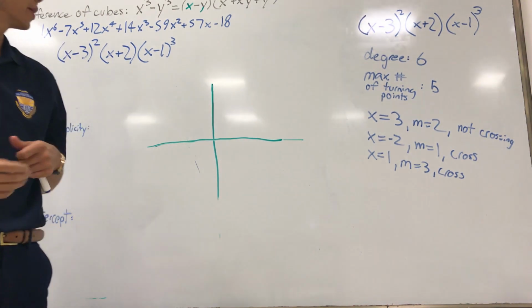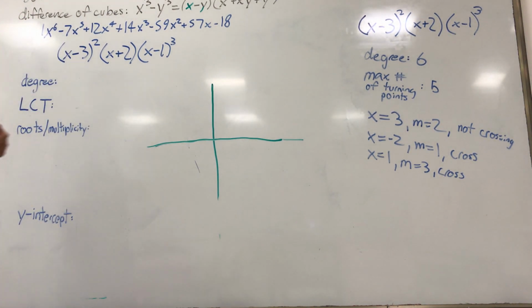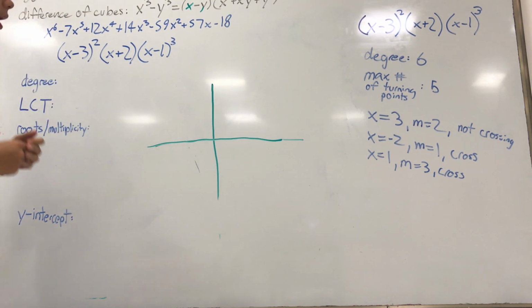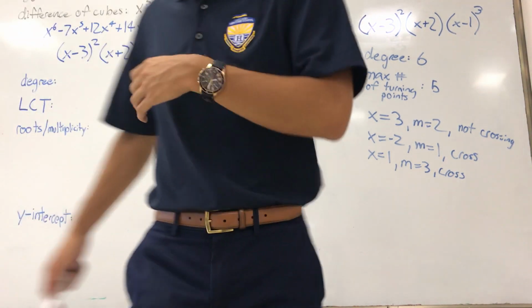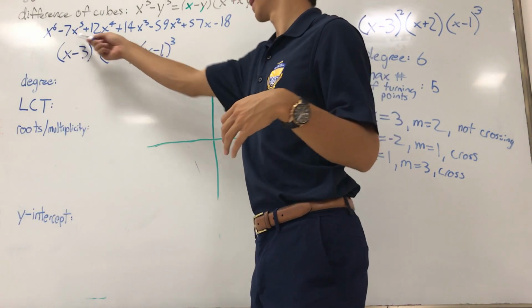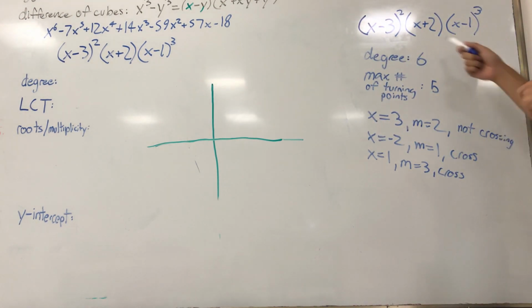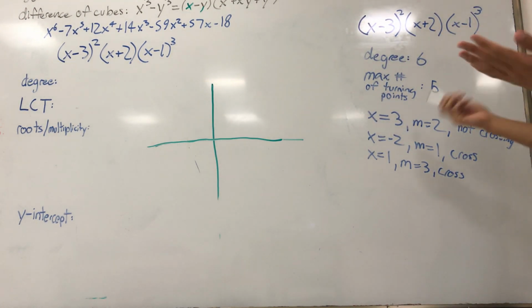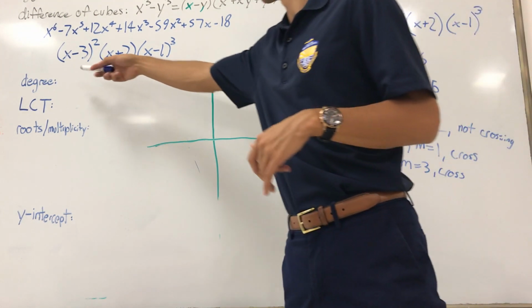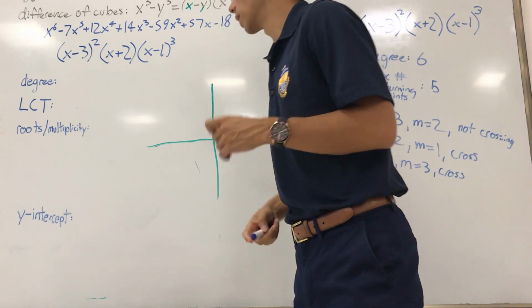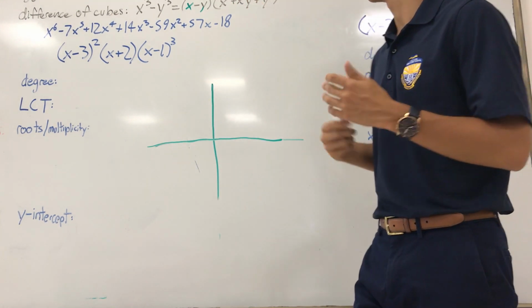All right, so this is going to be a video on how we can approximately sketch a graph of a polynomial function once we have determined its roots. So I'm going to start off with this big, long, nasty thing, which is actually the problem that we worked on earlier, just expanded. And you can see here that it's in factored form. It's x minus 3 squared times x plus 2 times x minus 1 cubed.